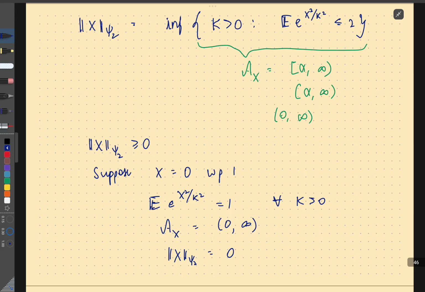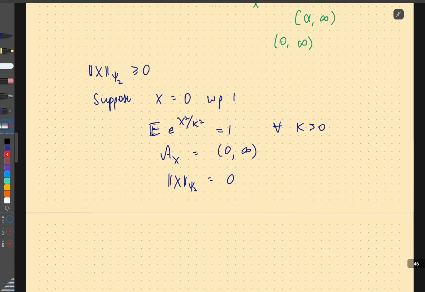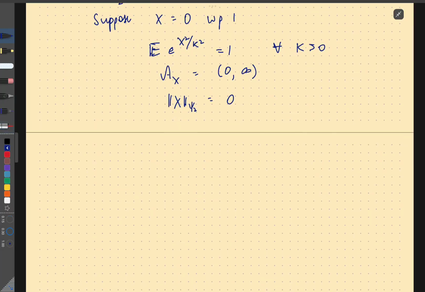But is this the only situation where the Subgaussian norm can be equal to 0? Because after all, for it to be a norm, what we have to show is that the norm takes value 0 only if x is equal to 0. I've shown that if x is equal to 0, then the norm is equal to 0. So let's suppose that the probability that x is not equal to 0 is positive.